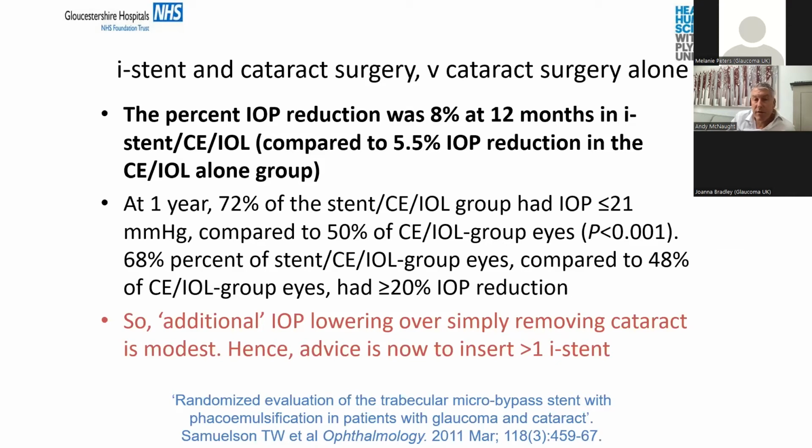But the amount of lowering of the pressure, well, if you do a cataract operation alone, you get somewhere around a 6% lowering of the pressure. If you do a cataract operation with an eye stent, you get about 8% at a year. So again, it's not a big drop in the intraocular pressure, but it is safe. Next one, thanks.